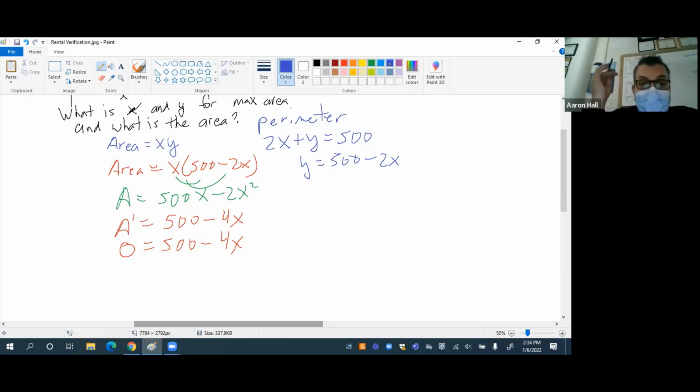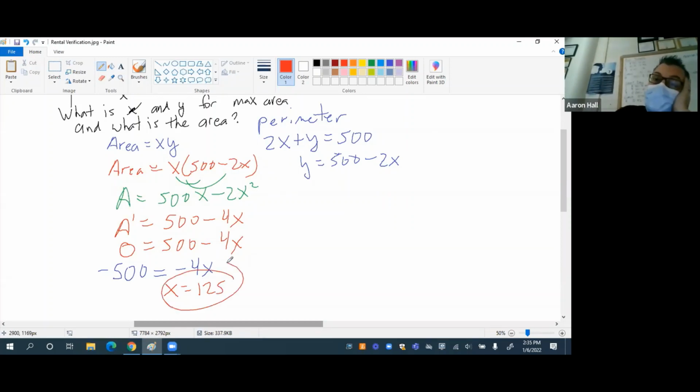Solve for x. How do I solve for x? Subtract what? All right, so that gives me negative 500 equals negative 4x, okay? That gives me that x equals what? 125. Is it guaranteed that this is a maximum?